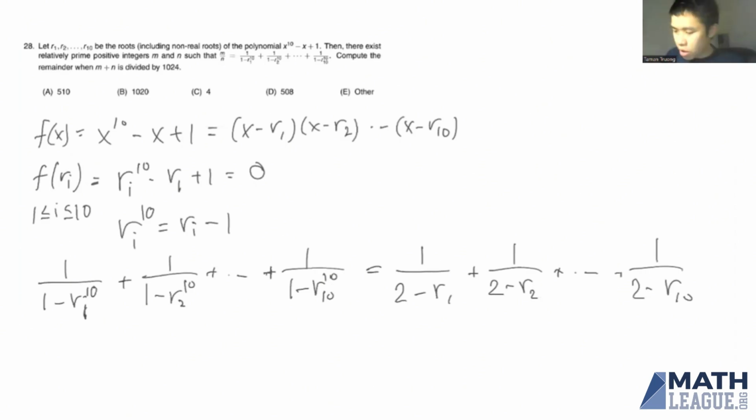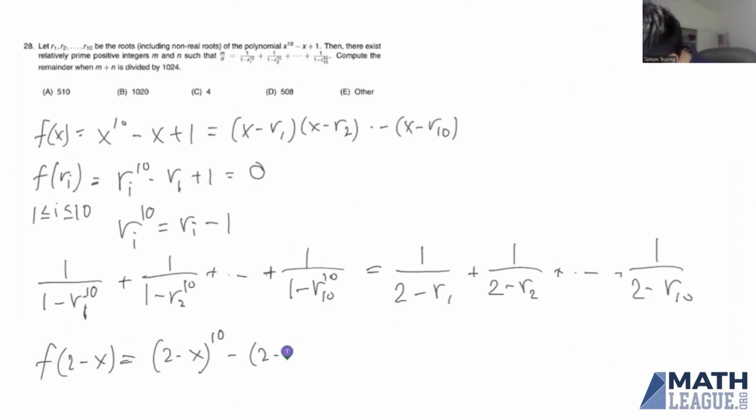And so here, given our original polynomial, if we shift it by 2 minus x, we should be able to evaluate the sum because all those roots are shifted by what we're transforming it by. If we do our substitution of x as 2 minus x, we get 2 minus x to the 10th minus 2 minus x plus 1.